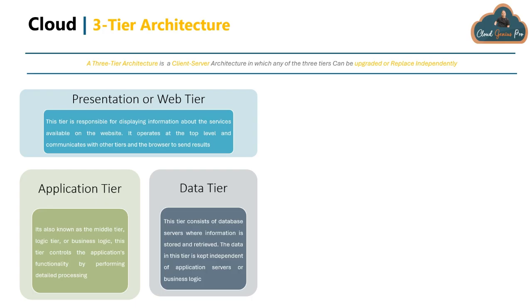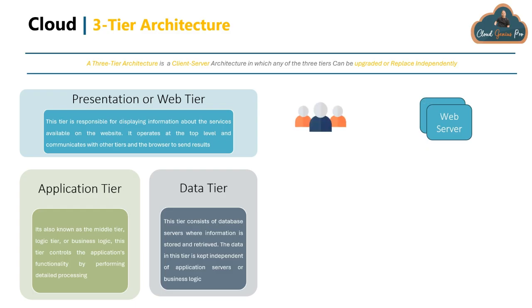The best practice for the data tier is that we should keep it in the private subnet. The presentation tier usually will be public facing, and the application tier and data tier should always be in the private subnet. So let's see how the user interacts with these three tiers.